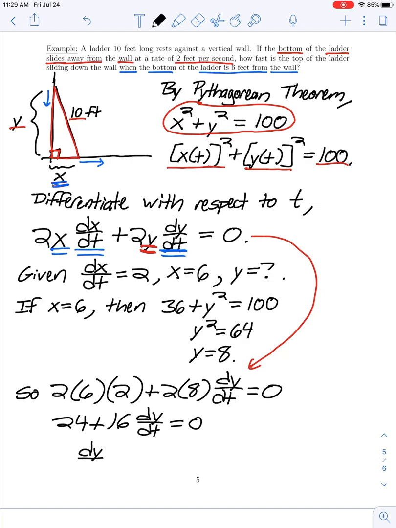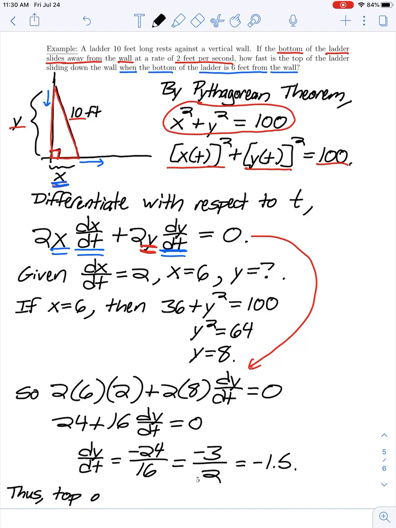So solving for dy dt, we could subtract 24 from both sides and then divide through by 16. And simplifying here, dividing top and bottom through by 8, we would have negative 3 halves, or negative 1.5. So our interpretation here, we can say the top of the ladder is falling.